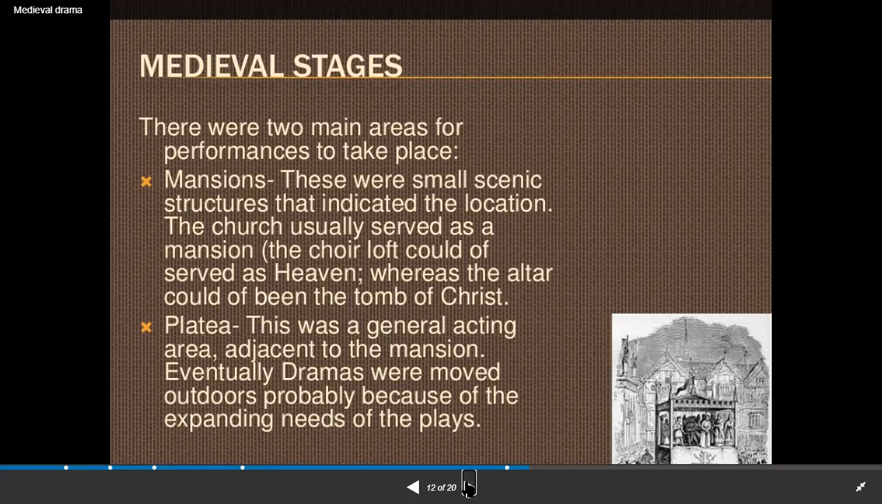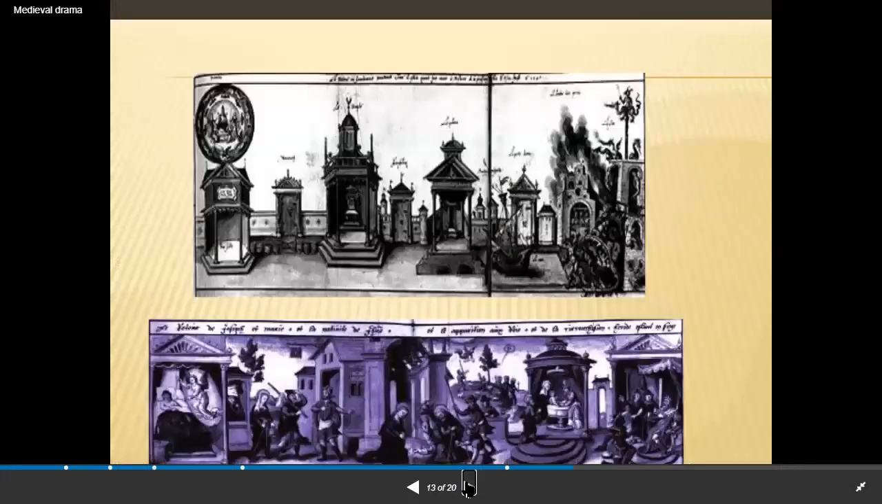Eventually, dramas were moved outdoors, probably because of the expanding needs of the play. The church had a lot of problems with these spaces, and since they were highly decorated, they didn't want their decoration to be wasted. They were majorly Catholic churches. So finally, they moved to the platea. Now you can see that.